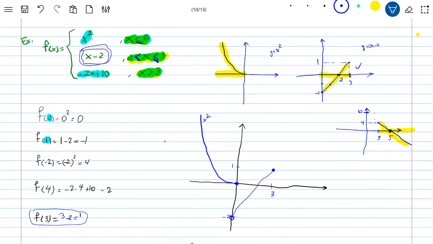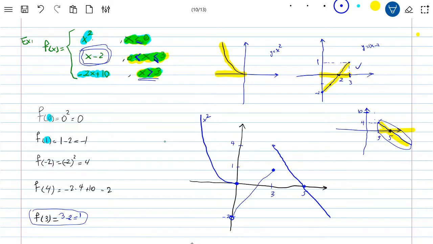How about the next section? The next section is if x is greater than 3, so 3 and above. What do I pick? I pick this straight line. Where are the points? The point is at 3 and 4, and you can pick one more point, in this case 5 and 0. Good enough. So I draw a line going through that. Something like that.